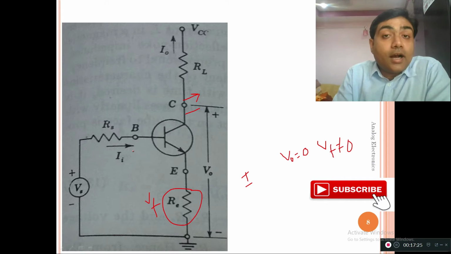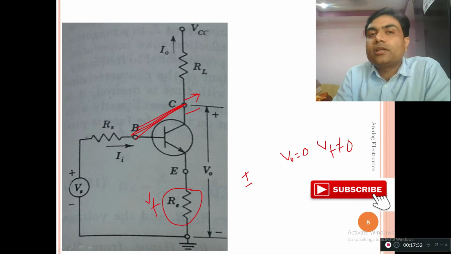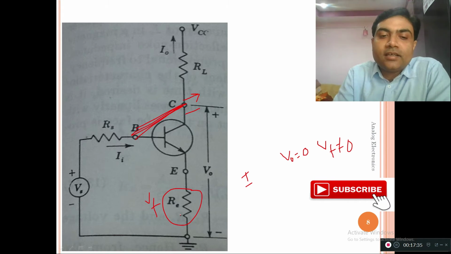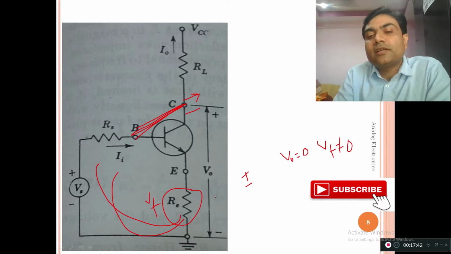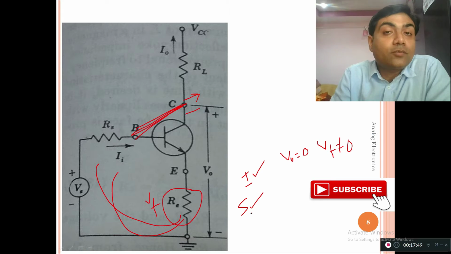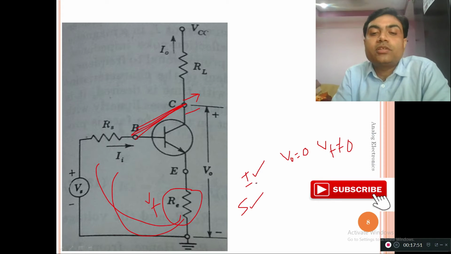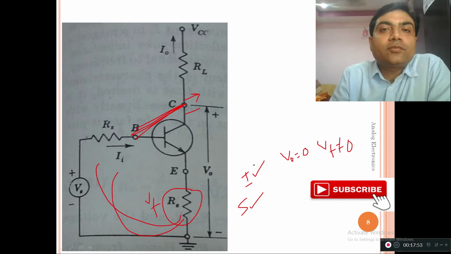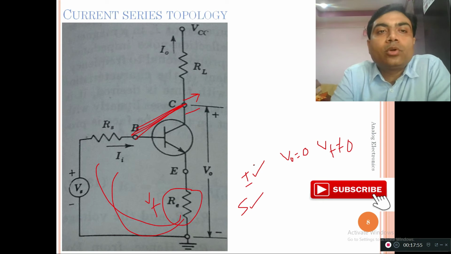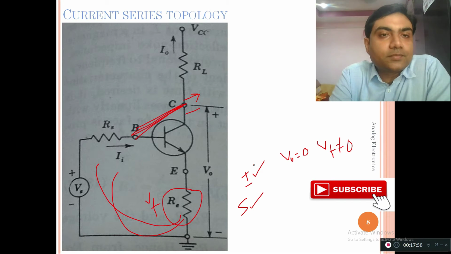Now again, is there any connection between this output terminal and the input terminal in terms of the feedback? No, there is no direct connection. This RE is indirectly connected with the VS, or we can say this RE is in series with the VS. So the mixing is done in the form of series, and sampling is done in the form of current. So what kind of topology is this? This is the current series topology.